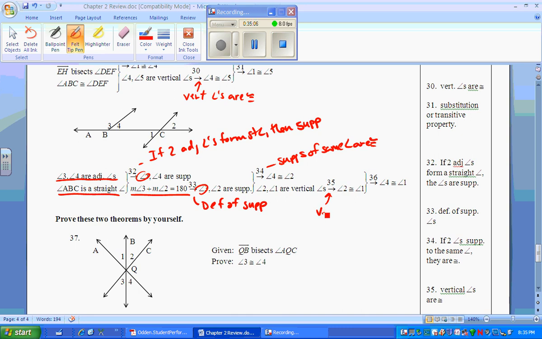Okay, this one right here would be vertical angles are congruent, and then of 1, 2, 4 and 2, 2 and 1, so we just transfer them around, so this is transitive property once again.